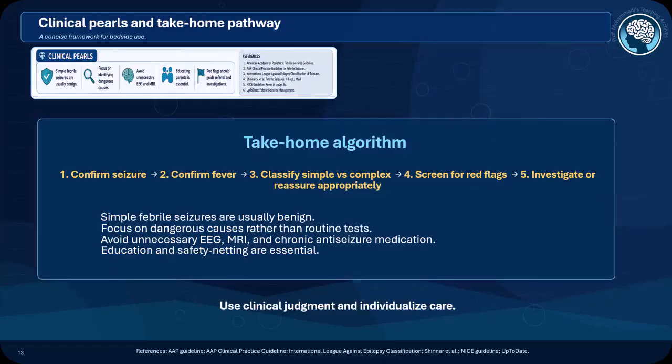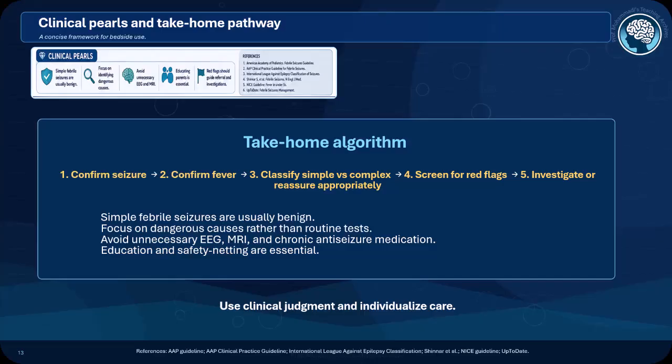Next slide. Let us close with a simple bedside pathway. First, confirm that the event was truly a seizure. Second, confirm that fever was present before or around the event. Third, classify the event as simple or complex. Fourth, screen carefully for red flags. Finally, decide whether the child needs investigation, referral, or reassurance with routine follow-up.